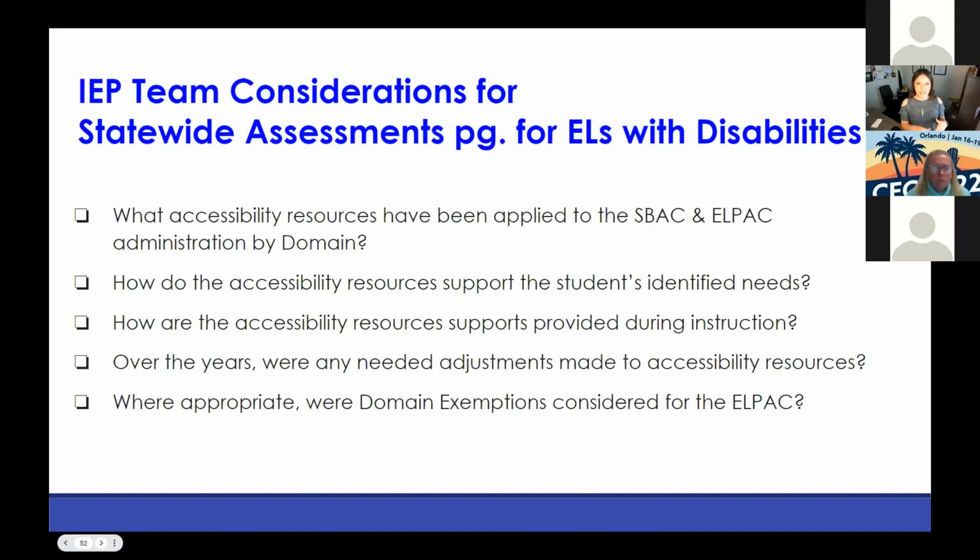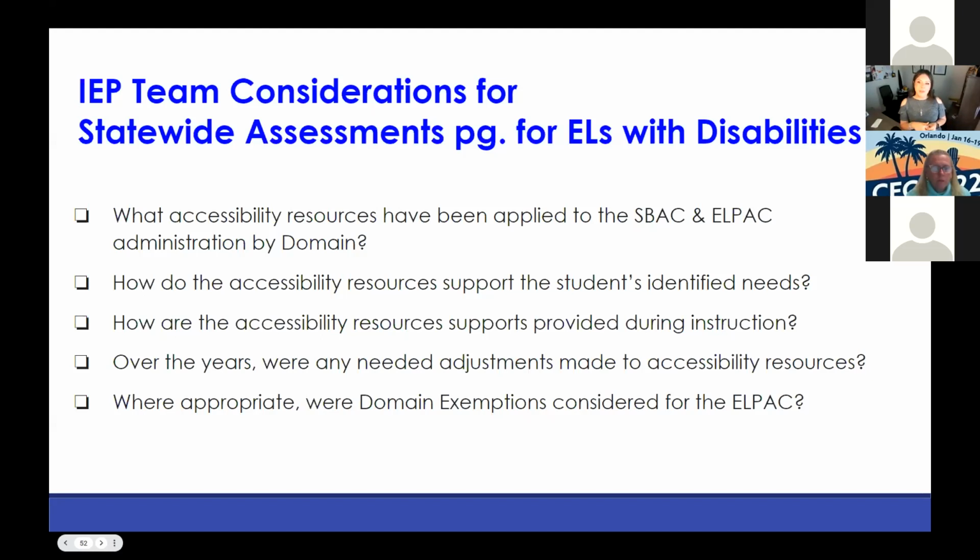So over the years, were any needed adjustments made to accessibility resources? And how would we find that out? The way we would find that out would be by engaging in conversation with the students. Talk with the students, see if the support was really what they needed. If you enabled text to speech and they were used to using a human reader in the classroom, might that be impacting the use of that support?